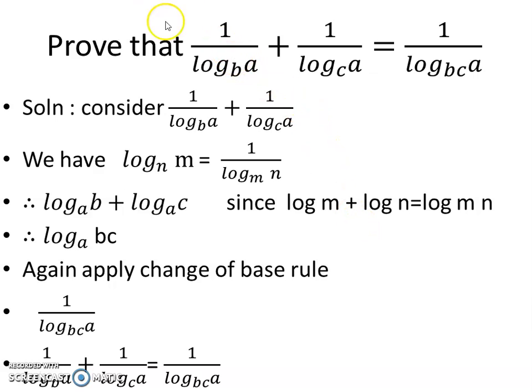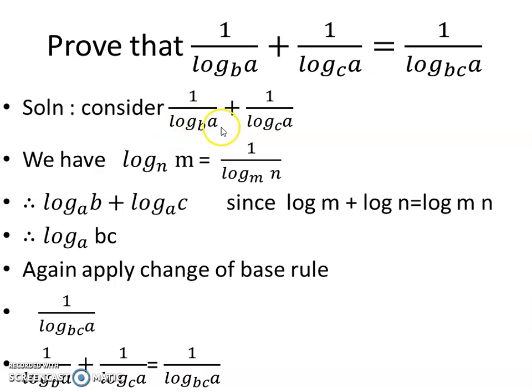Next example obviously asks for the board paper 4 marks question. That is also important and easy also. How? 1 upon log a to the base b plus 1 upon log a to the base c is equal to 1 upon log a to the base bc. We consider the left hand side, we have to prove that it is equal to our right hand side.